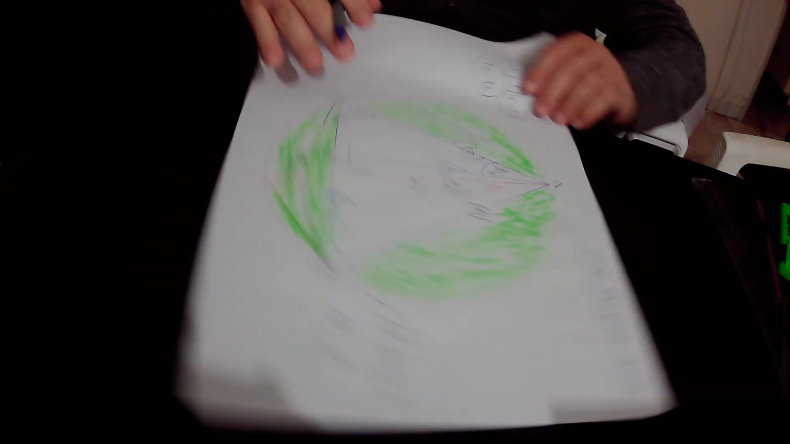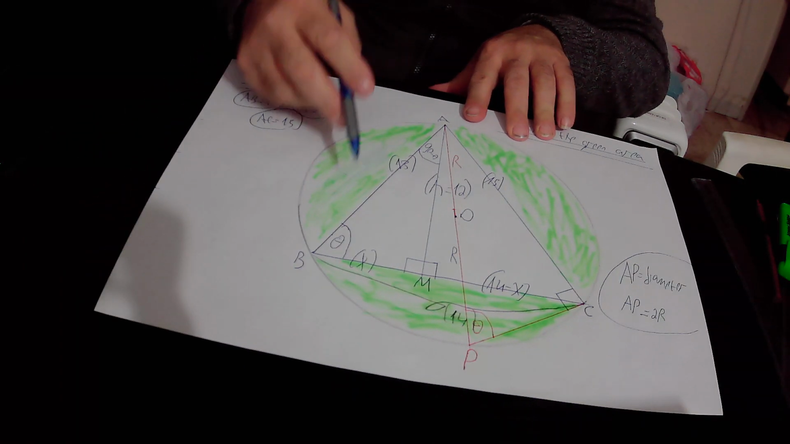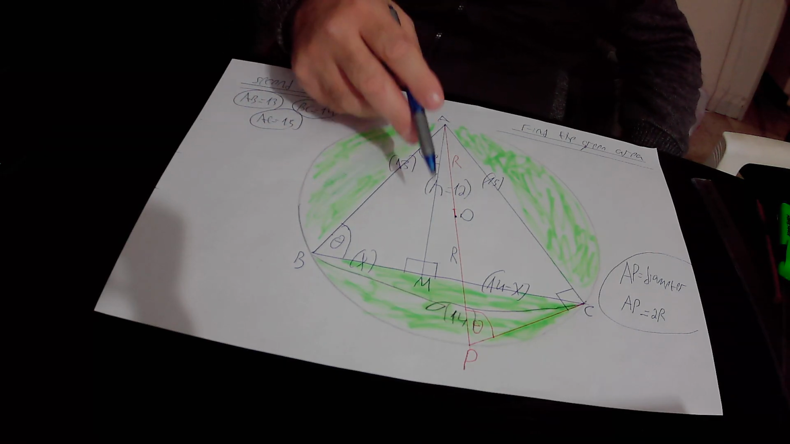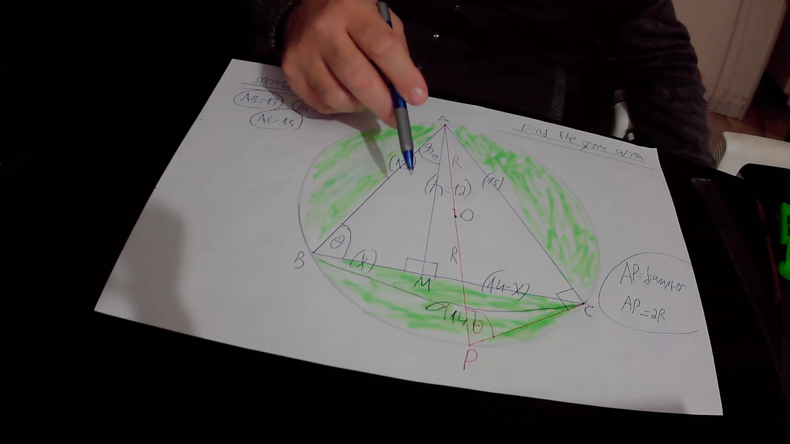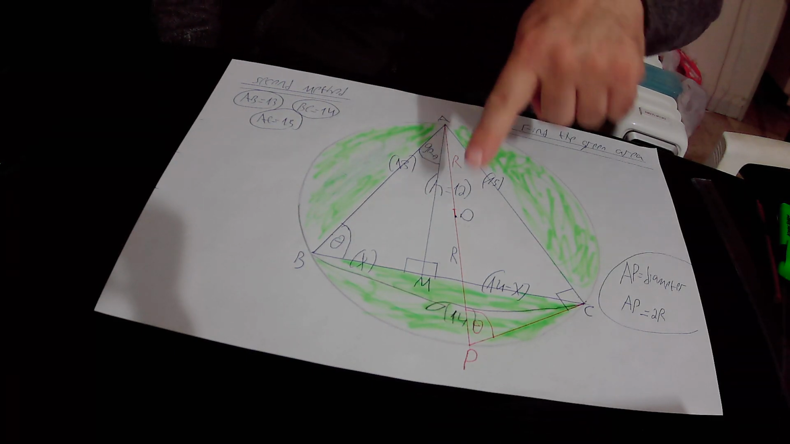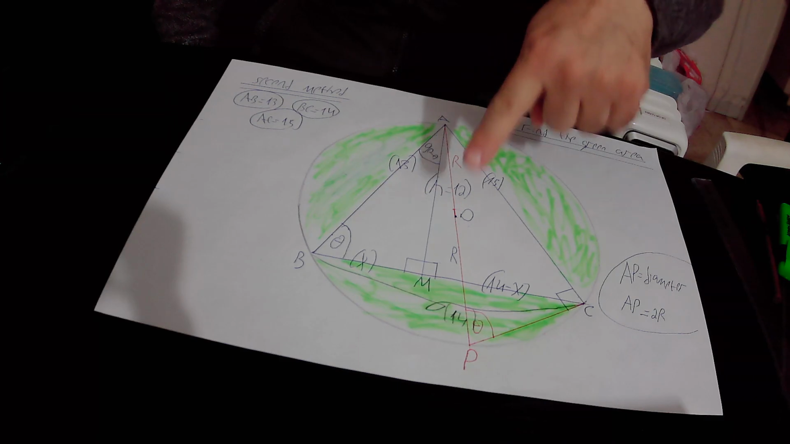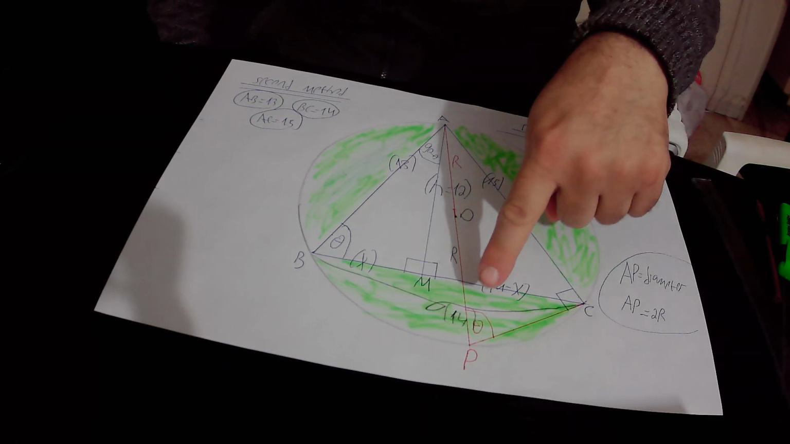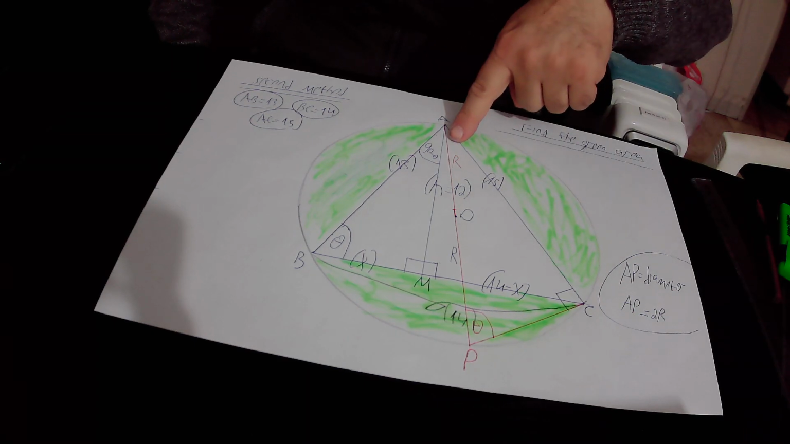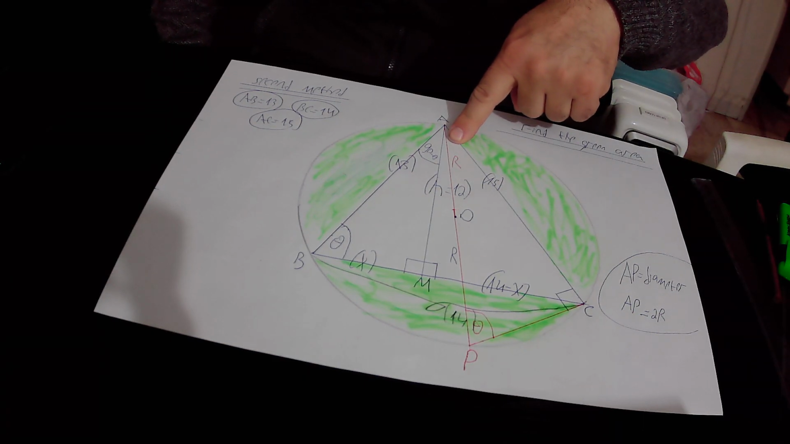Why? Because 90 degrees minus theta plus theta is 90 degrees, and 90 degrees plus 90 degrees is equal to 180 degrees. That is the sum of the angles in any triangle. Likewise, if you focus on the right triangle APC, this angle equals theta, this angle equals 90 degrees, therefore the missing angle here must be equal to 90 degrees minus theta.